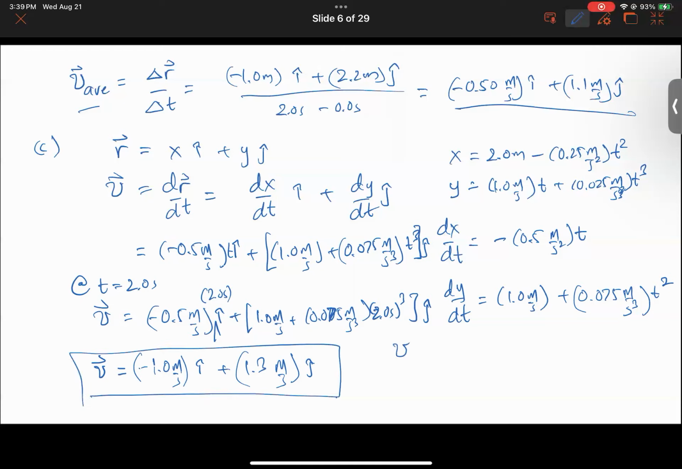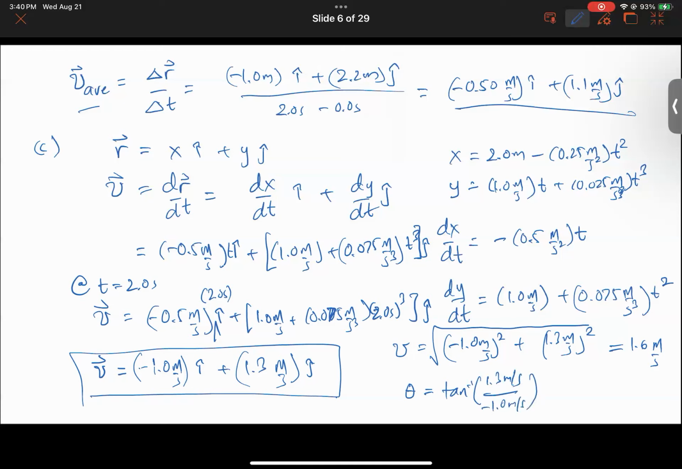In magnitude, we have negative 1.0 meters per second squared plus 1.3 meters per second squared, and we take the square root of that. We get 1.6 meters per second. And in terms of direction, we have theta equal to tangent inverse ng 1.3 meters per second divided by negative 1.0 meters per second. Then this gives us negative 52 degrees.